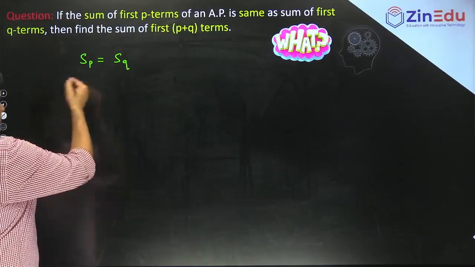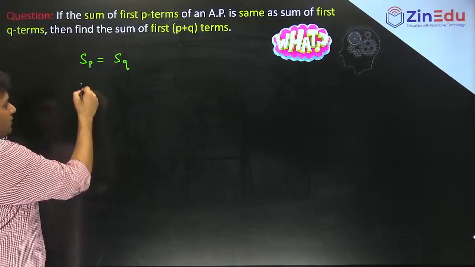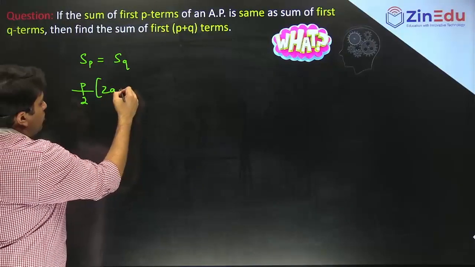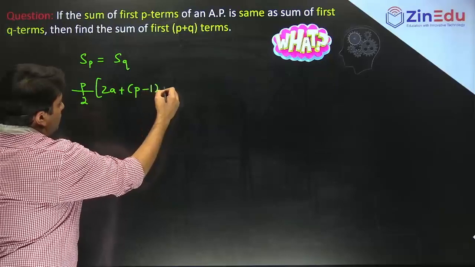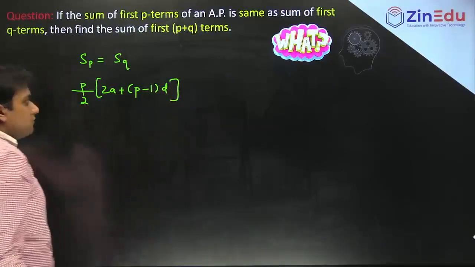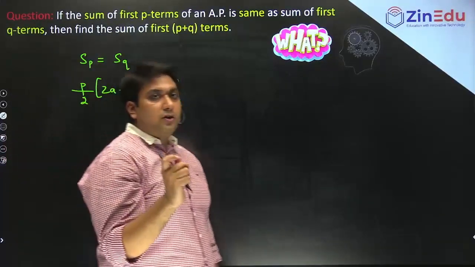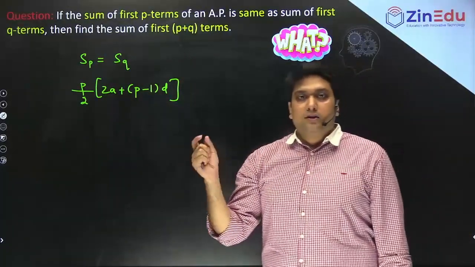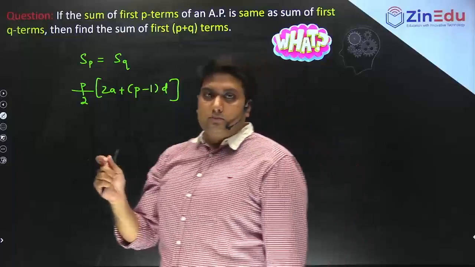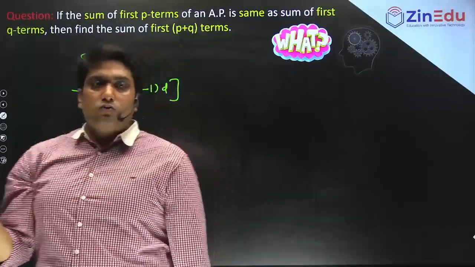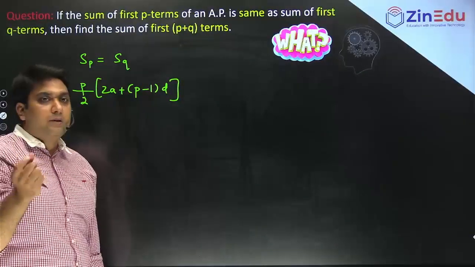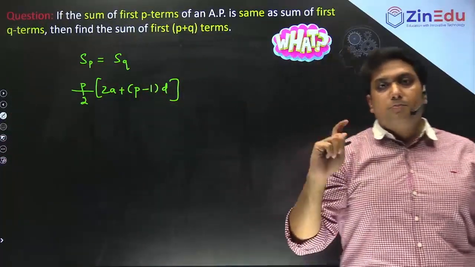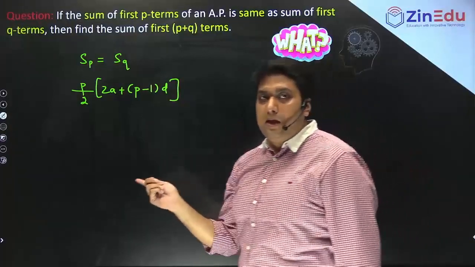So let us try to simplify this equation. I'm using the formula p by 2 into 2a plus p minus 1 into d, since the formula was for n number of terms, right? n by 2, 2a plus n minus 1 into d. So now the number of terms are given to us as p. In the last case, we needed to find the sum of first 20 terms, so we had replaced the value of n by 20. Now the question says sum of first p terms, so we will be replacing n by p.